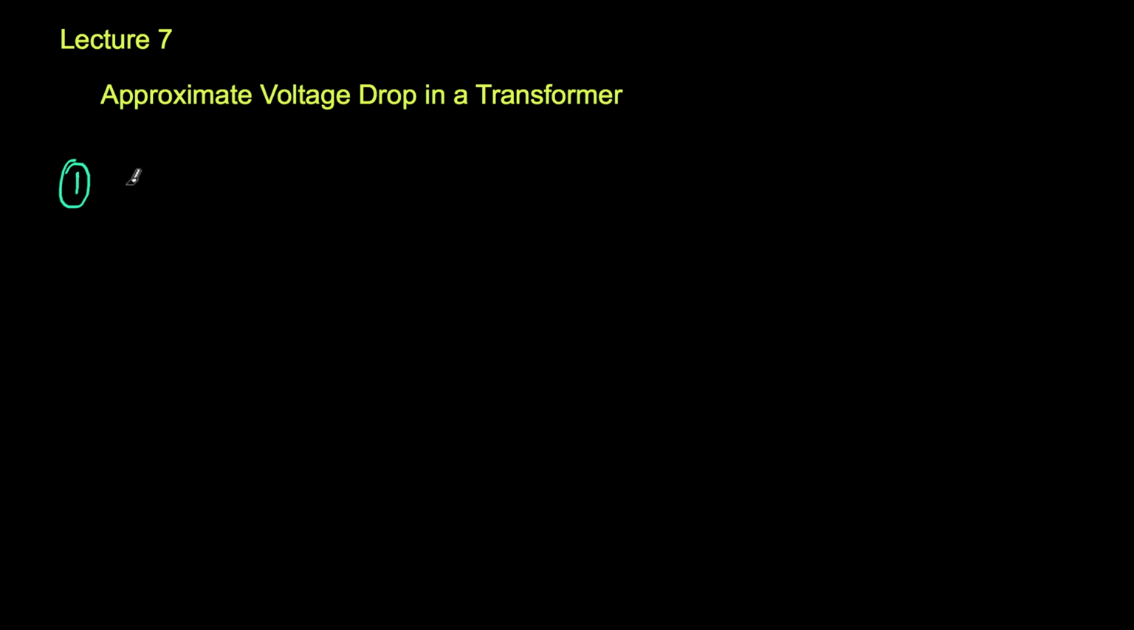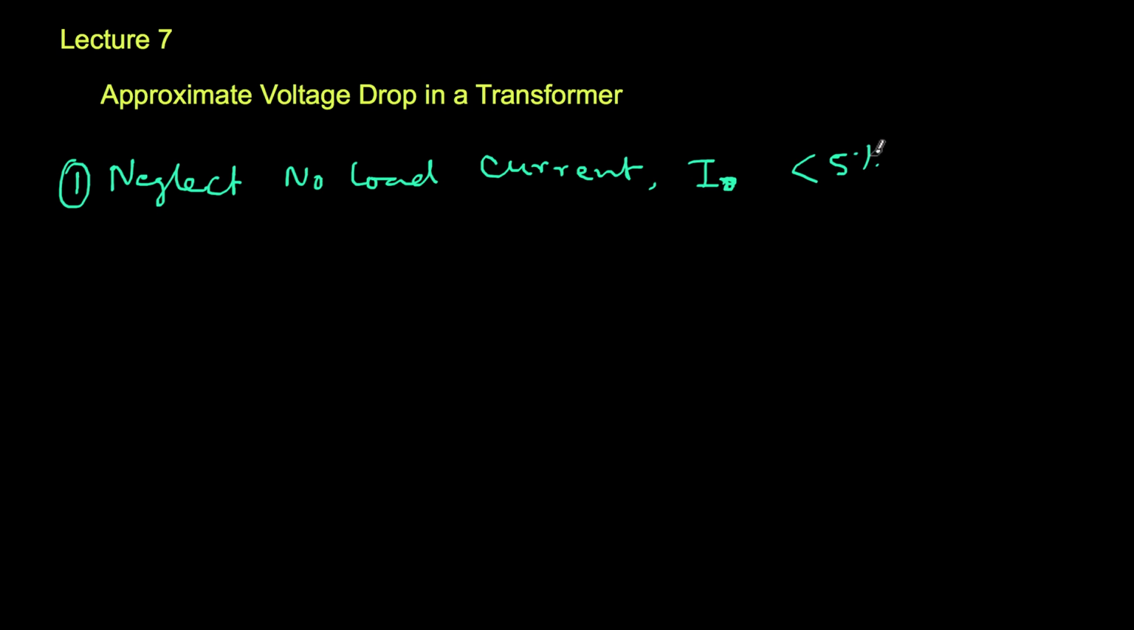And the first assumption we make is to neglect the no load current of the transformer, that is I naught. So we know that I naught is the no load current of the transformer, which is about, I'll just write, less than 5%, maybe 3% or so, less than 5% of full load current. So since it is less than 5% of full load current, if I ignore I naught, then what happens?